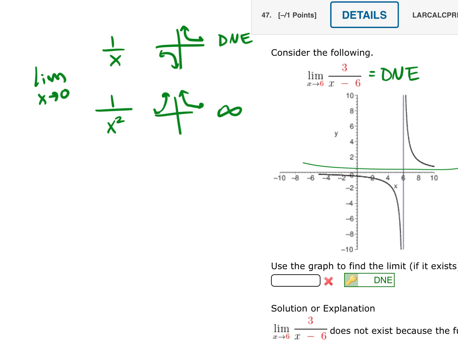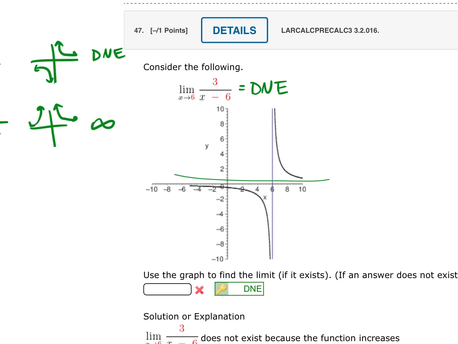Let's say for this question that it asked for our limit as x approaches infinity. What would our limit be as x approaches infinity? 0. Awesome. As x goes to infinity here, our graph, our y value, is getting closer and closer to 0. So our limit would be 0. What about our limit as x approaches negative infinity? It would also be 0. As we go to negative infinity, our graph gets closer and closer to 0.